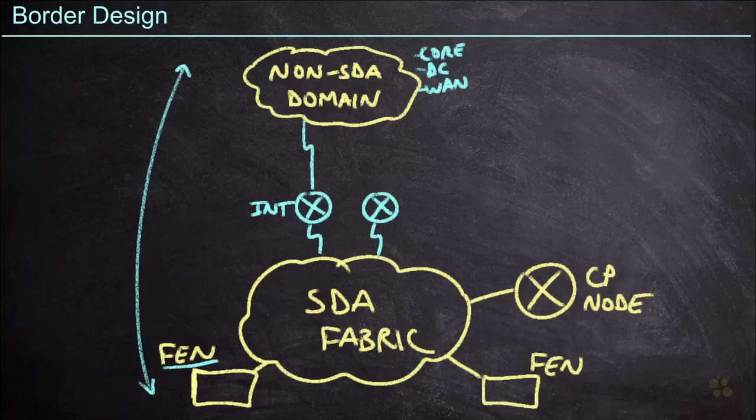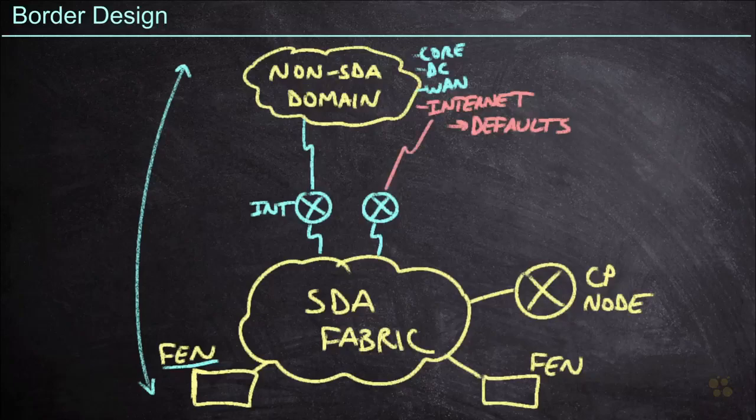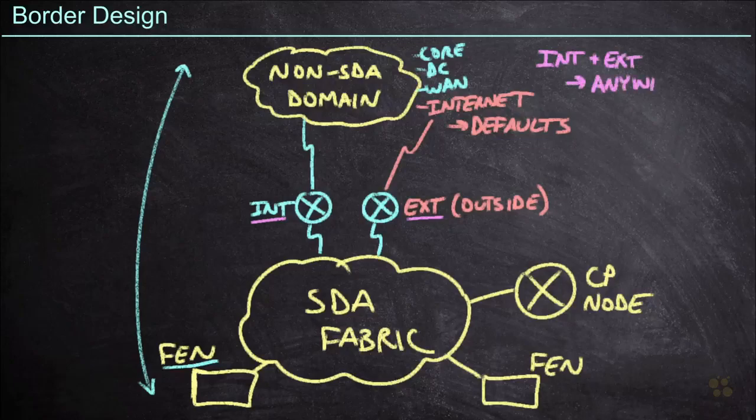But one thing we didn't mention in this list would be connecting out to the internet. The internet is really just the ultimate destination for what we have in our network in the form of default routes. If the border node is responsible for connecting our SDA fabric to the default route, in other words, ultimately to the internet, then this is going to be considered an external border node, otherwise known as an outside border node. Now, even though these are two independent roles, the internal border node and the external border node, we can combine those two different modes of operation onto a single border node. And if that's the case, we're going to combine internal and external border node functionalities onto a border node that we call an anywhere border node.